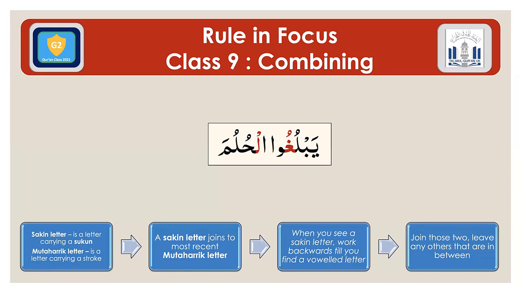So in the example that we've just looked at, that's also on your screen, this lam sakin will join to this ghain, which carries a dhamma. The letters in between are ignored. And it is as simple as that. That is the rule that we're going to focus on today. So in order to practice, let's just move back to our PDFs.